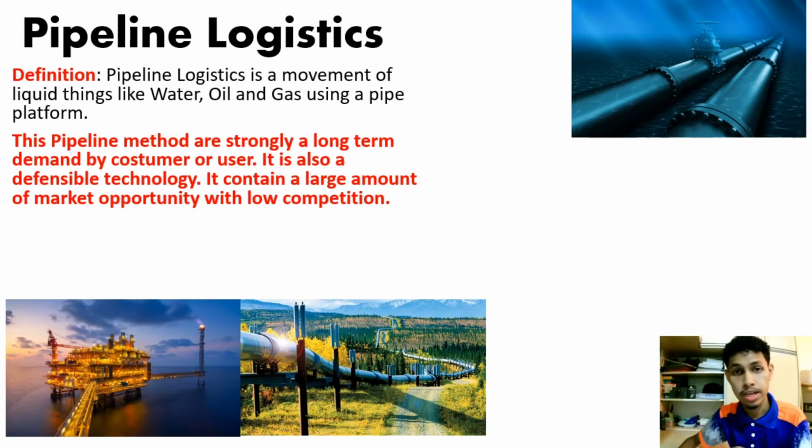The first question here is, what does it look like exactly? As you can see in the picture right now, there is a pipeline. With this pipeline, it can transfer raw materials or even liquids, like water, oil and gas, from one place to another.